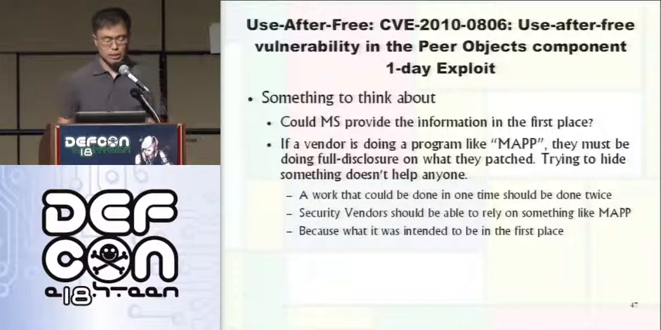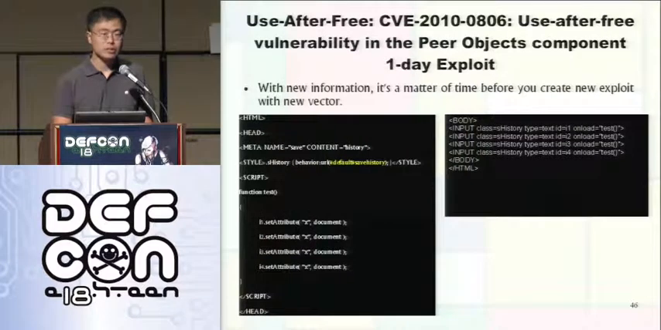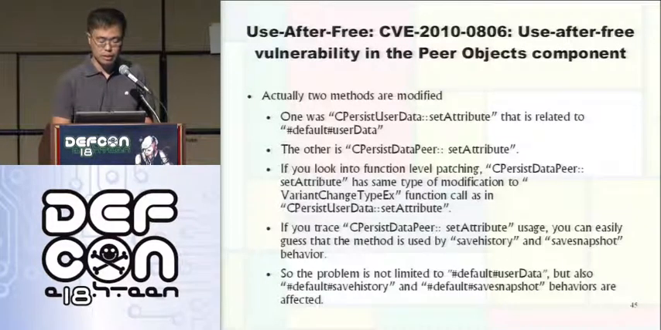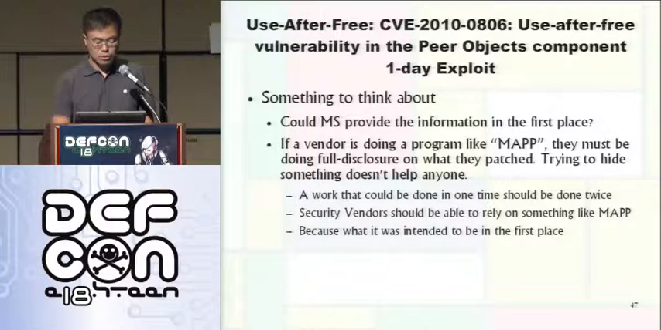At this point, there is something to think about. Probably MS could just release that information: we also have the default saveHistory, and we also have some problems inside the default saveSnapshot. And also, as I showed, we have some problems inside the IMAP client, and it will overflow if the attacker returns a lot of entries. They could have written about that in the first place, but it looks like they didn't. So even though they provide programs called MAPP, M-A-P-P, they are missing some information for some reason, maybe intentionally or by mistake.